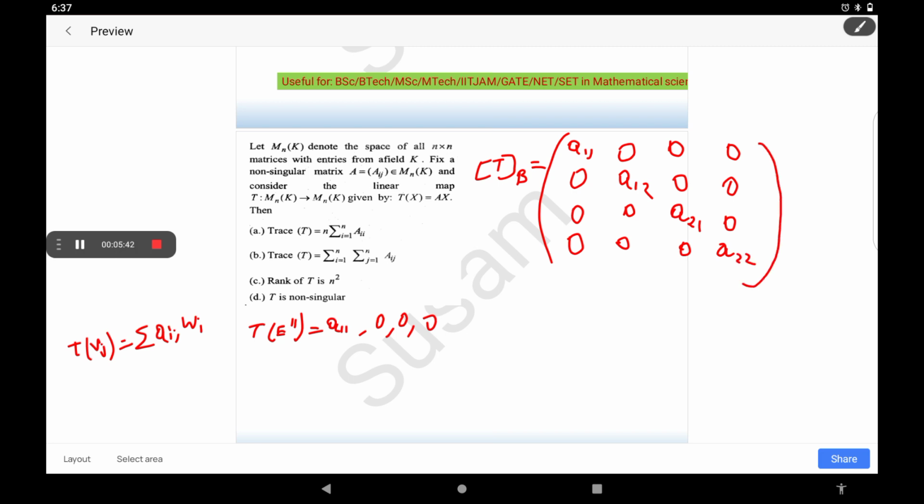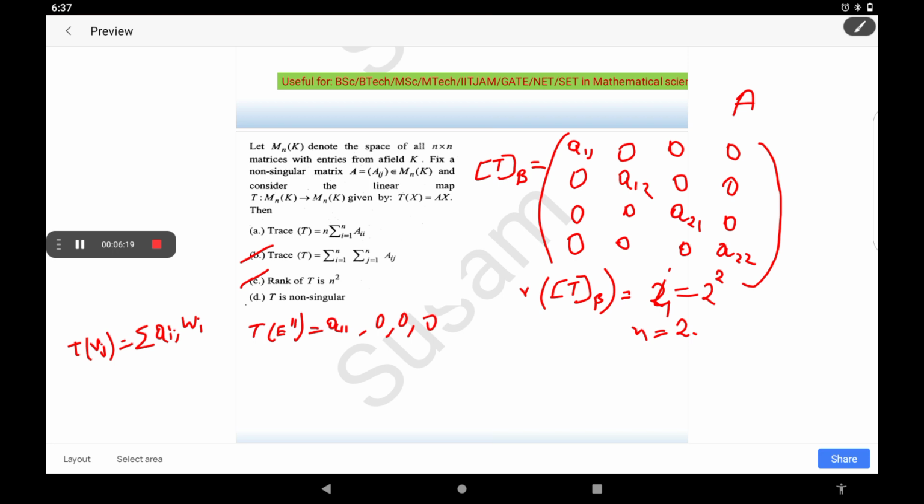Now you get the trace. Trace is the sum of all the diagonal elements of the matrix A. So option B is true. Now rank. Rank means all the columns are independent. So rank of T beta equals 2 square, which is 4. This 2 is coming because you have considered n as 2. So rank is n square.